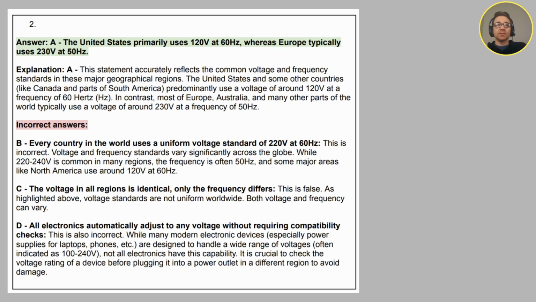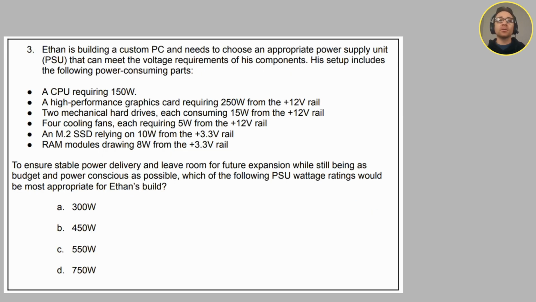The next question reads, Ethan is building a custom PC and needs to choose an appropriate power supply unit that can meet the voltage requirements of his components. His setup includes the following power consuming parts. A CPU requiring 150 watts, a high-performance graphics card requiring 250 watts, 2 mechanical hard drives, each consuming 15 watts from the 12-volt rail, 4 cooling fans, each requiring 5 watts, an M2 SSD relying on 10 watts, and RAM modules drawing 8 watts.